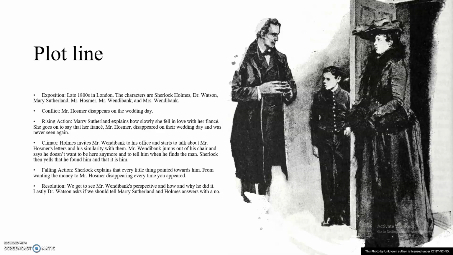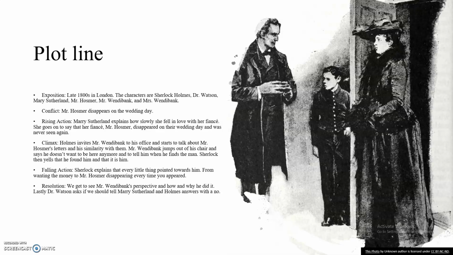The climax is Holmes inviting Mr. Wendybeck to his office and explaining how Mr. Wendybeck's handwriting is very similar to Mr. Hosmer's. Once Mr. Wendybeck gets filled with rage from these assumptions, he threatens to leave, and when that happens, Sherlock Holmes says that Mr. Wendybeck is actually Mr. Hosmer.